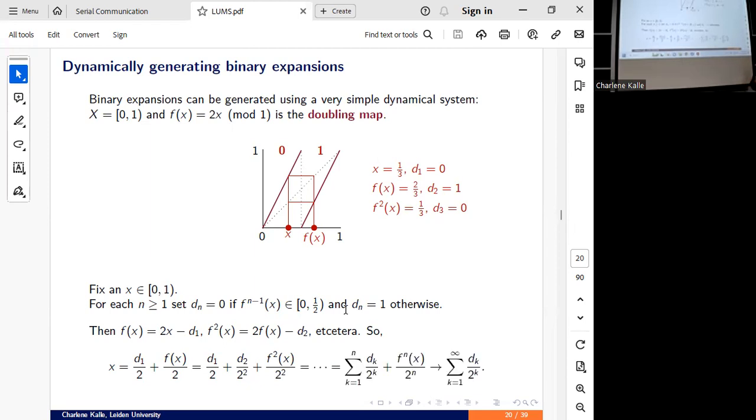And if we do this n steps, then we get the first portion of the binary expansion of x plus this error term. And since this f^n of x stays in this interval all the time, so it moves around, but it's always between 0 and 1, and this power of 2 grows, this will converge to 0, and in the limit you get the binary expansion of the point x. So you see how the binary expansions pop up from the orbit of this system.